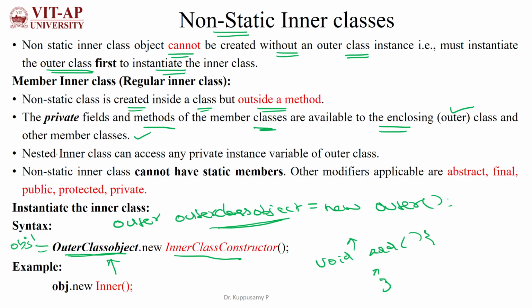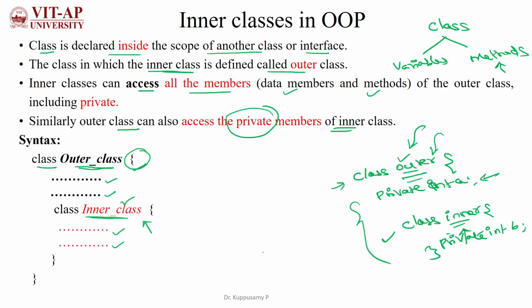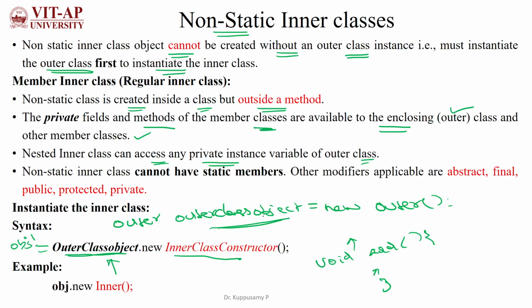That is the meaning of this statement. The nested inner class can access any private object variable of the outer class. That's what we have seen here. Object variables or any variables can be accessed by using the inner class.